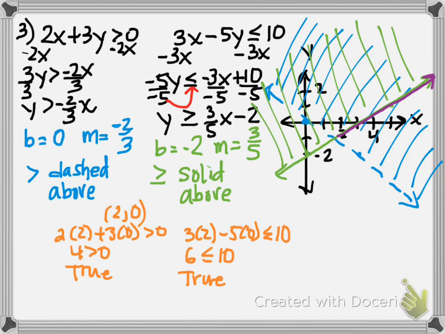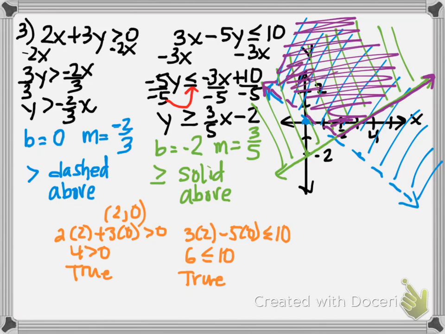So it's this part of this boundary line. It's this part of this boundary line. And it's all of this doubly shaded area. So that's a third way of doing this.